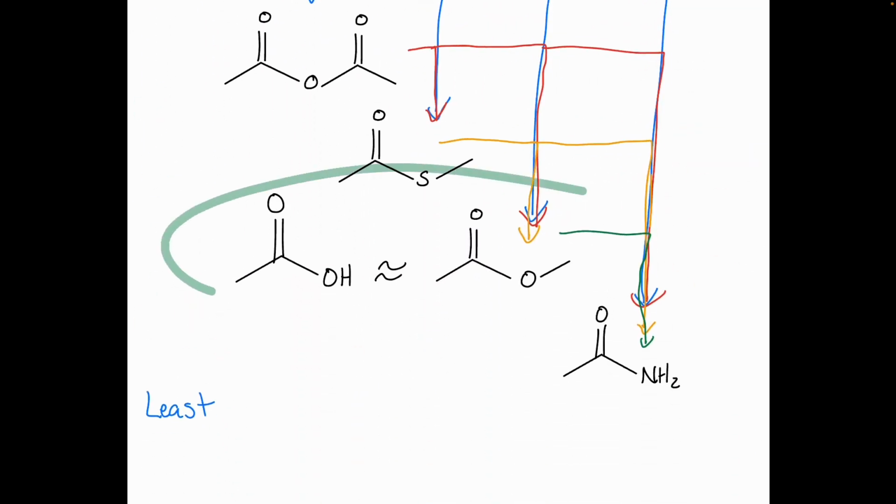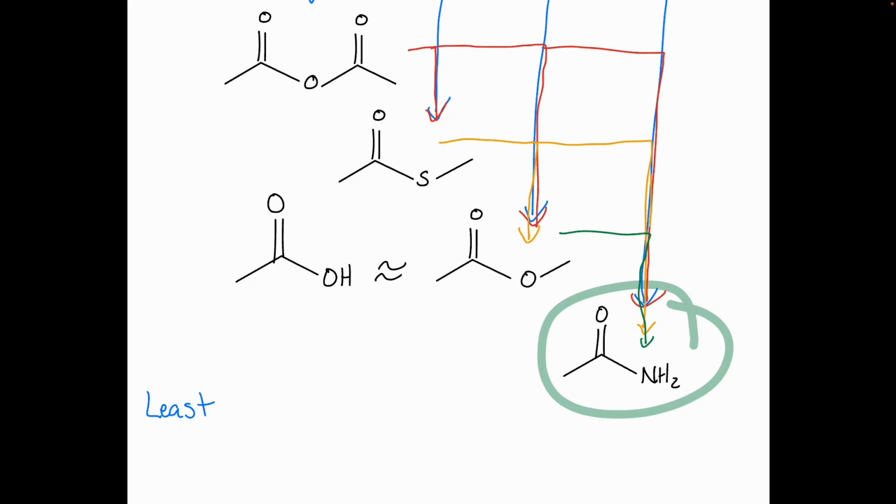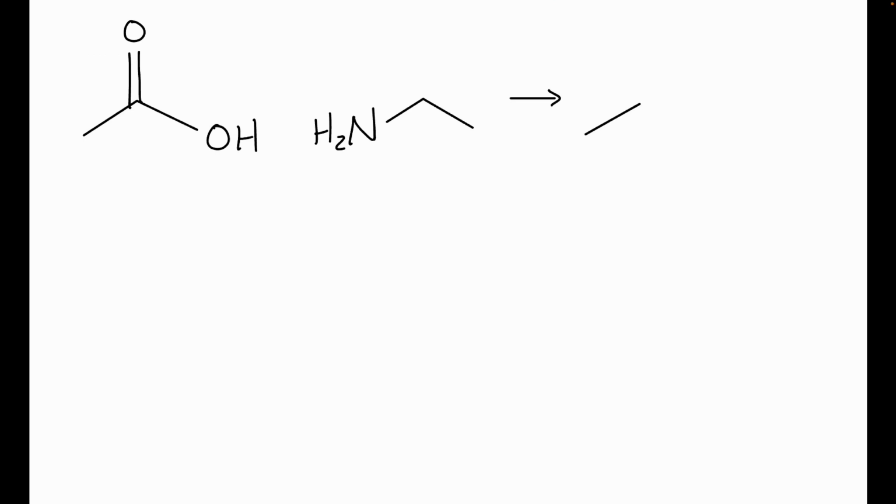Okay, so we've spent a lot of time talking about converting less reactive groups into more reactive groups. And if we look on our spectrum here, these are both considered to be more reactive than an amide. So I should be able to convert a carboxylic acid into an amide. All right, so if we take our carboxylic acid, and we add in an amine, this reaction should give us an amide.